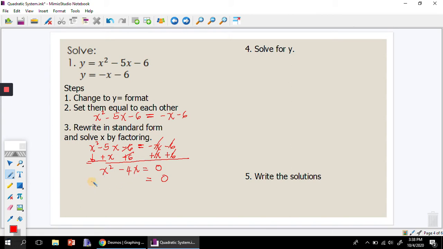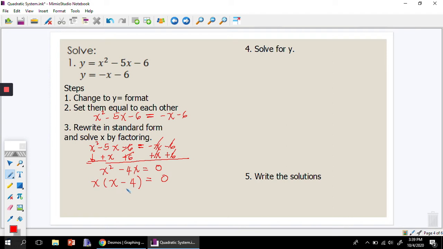So I will write x outside the parentheses, and I will look for the other factor that will give me this product. What should I multiply to x to get x squared? That is x. What should I multiply to x to get negative 4x? That is negative 4. So x times x is x squared, and x times negative 4 is negative 4x. After factoring, we are going to solve for x using the zero product property.